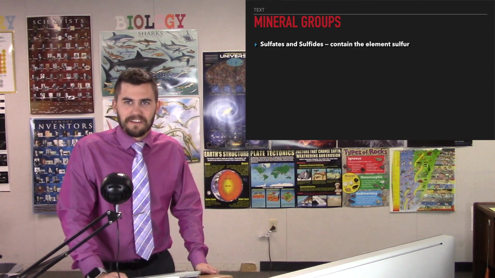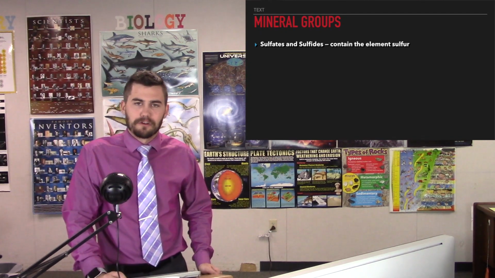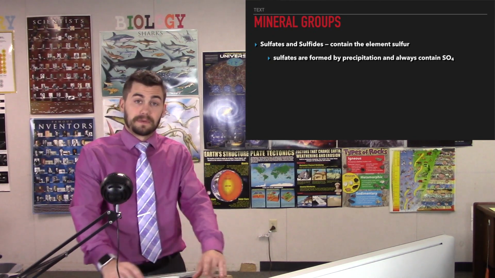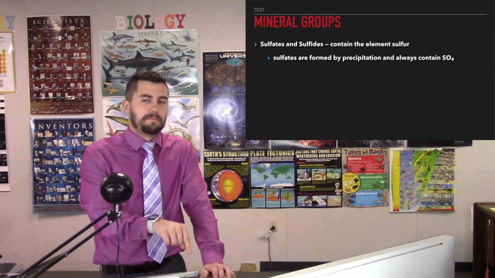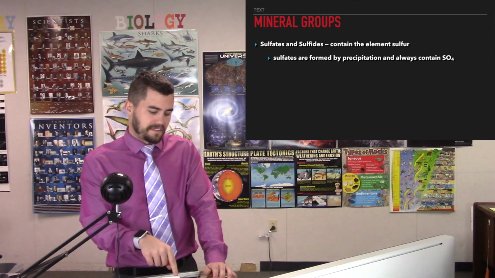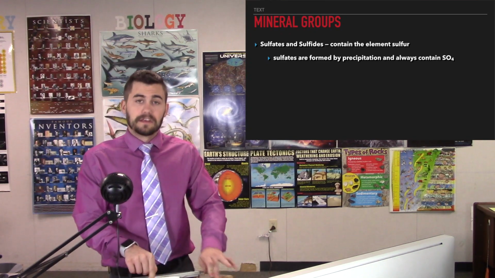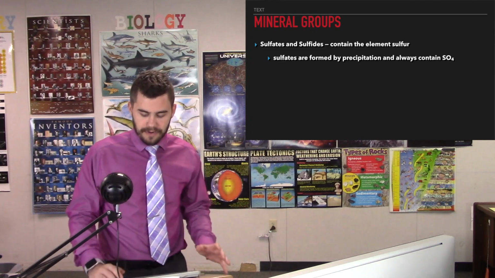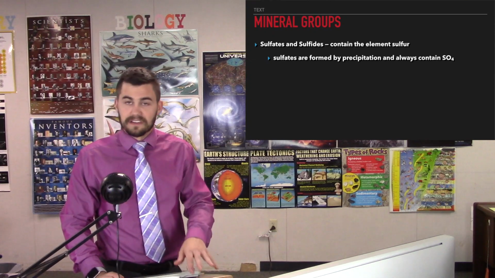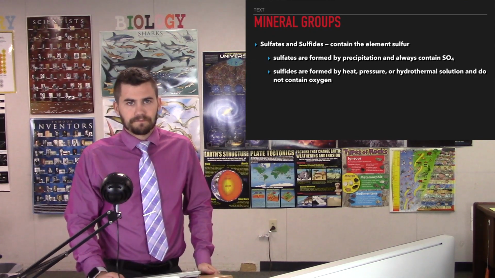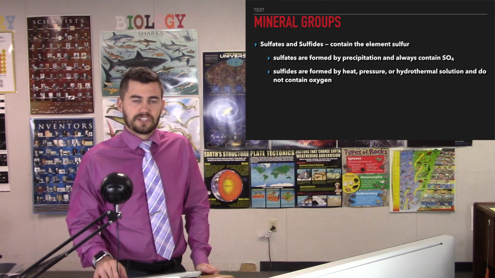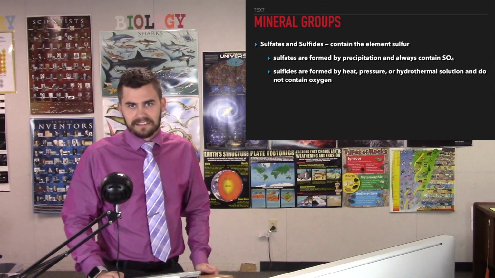Okay, sulfates and sulfides. These will contain the element sulfur, but there is a difference between them. Sulfates are typically formed by precipitation reactions, but also they must contain SO4. That's what a sulfate is. It's sulfur and 4 oxygen atoms, but then there can be other elements added to it, just as long as silicon isn't one of them. And then sulfides are typically formed under more extreme conditions, and they don't contain any oxygen in them.